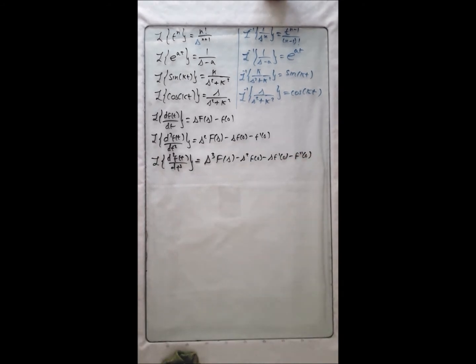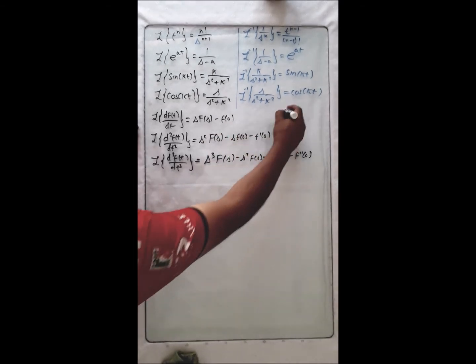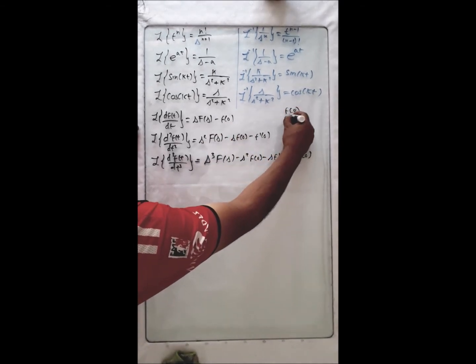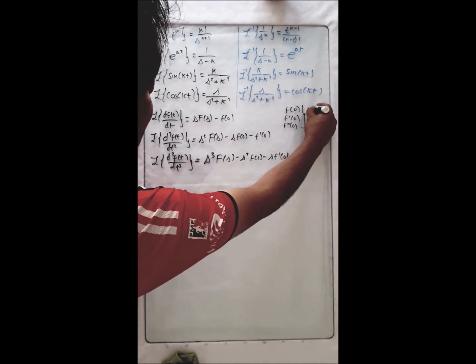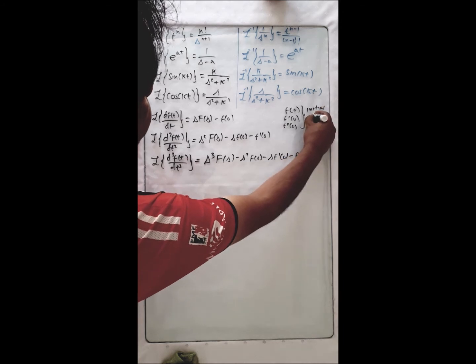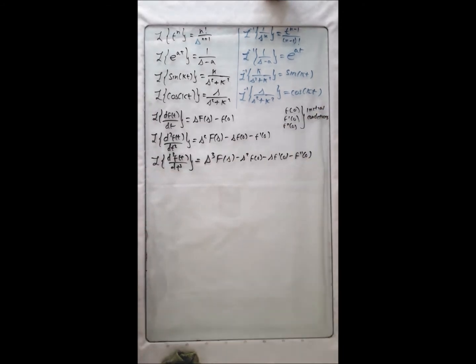Okay, now what are those f of 0, f prime of 0? F of 0, f prime of 0, f double prime of 0, they are the initial conditions that we usually use to find the values of the constants. Okay, I don't want to go there because we haven't solved a differential equation.